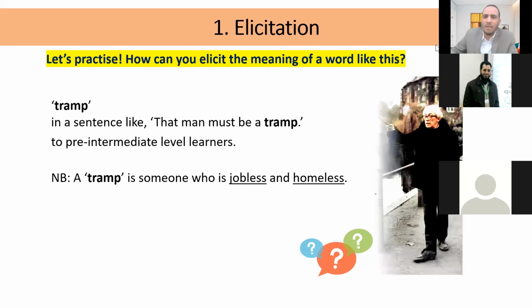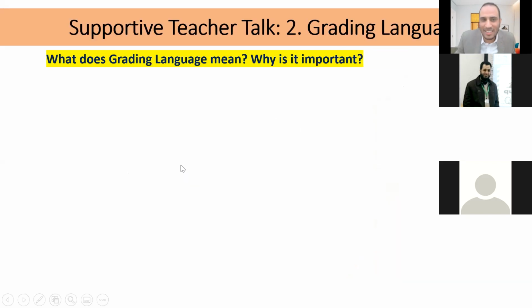But if you say, okay, tramp means someone who doesn't have a home, you're telling. Telling is killing. It's not memorable. So this is just an example, and you can try to elicit, but don't make elicitation too complicated. Don't ask many questions. Don't tell stories. Make it specific and to the point. Keep it short and simple, just like ICQs.